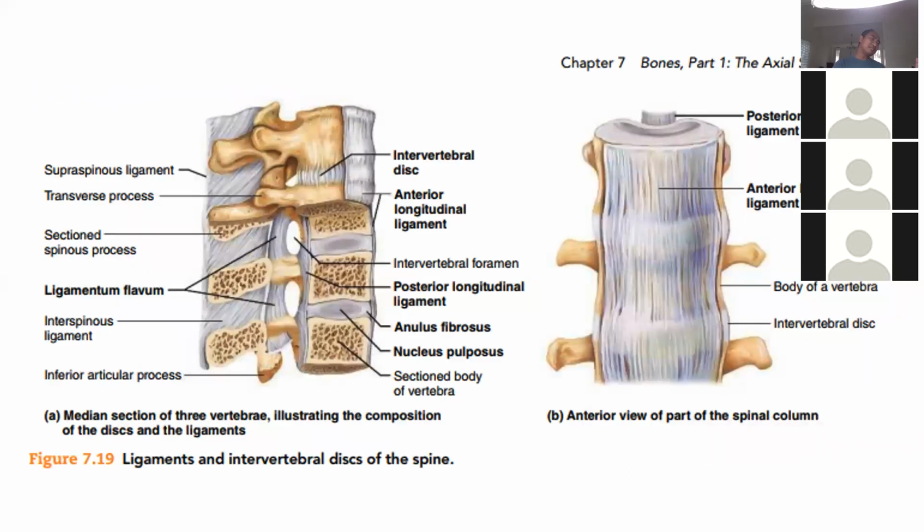So these ligaments can be, again, the anterior longitudinal ligament and the posterior longitudinal ligament. In between the spinous processes is the interspinous ligament. And the ligamentum flavum, flavum means yellow color ligament. And the supraspinous ligament on top of the spinous process.